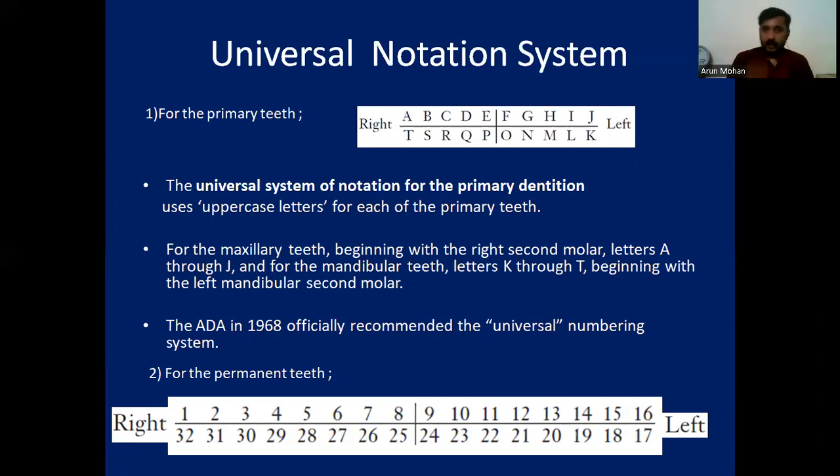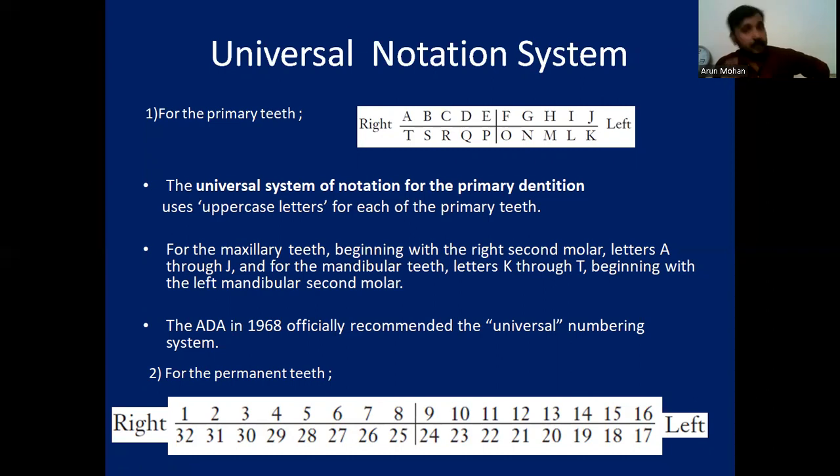So as we have seen with the quadrant, we always start from the maxillary right quadrant, that's quadrant 1. And here for primary teeth, we denote the teeth using capital alphabets. So starting from the maxillary right end, we start from the maxillary third molar as A, B, C, and extend to the left maxillary third molar. Then we go to the mandibular left third molar, denote it as K, and we proceed towards the right side with the mandibular right third molar being the tooth number T. So that is the universal notation system.